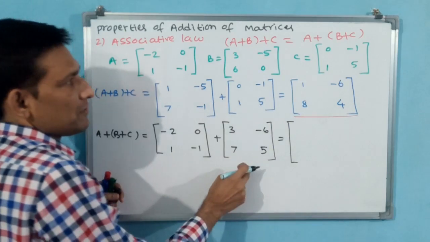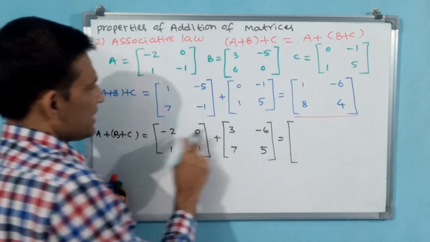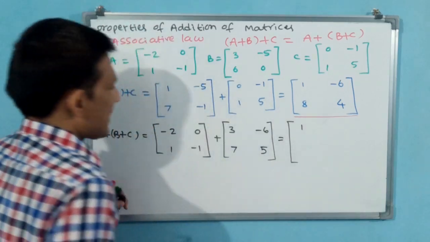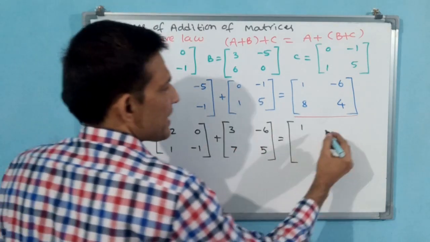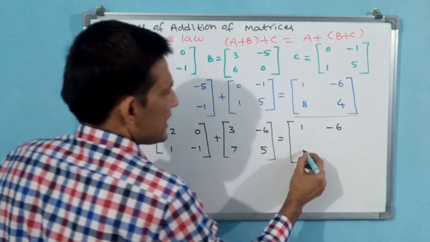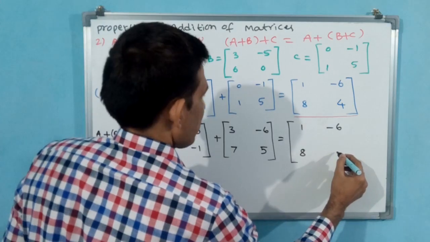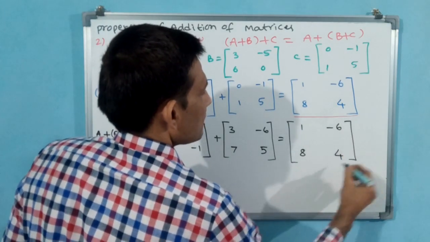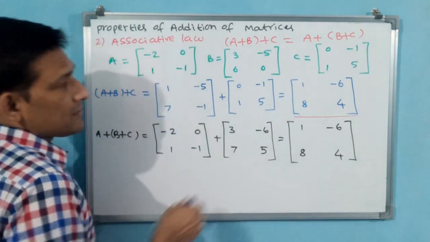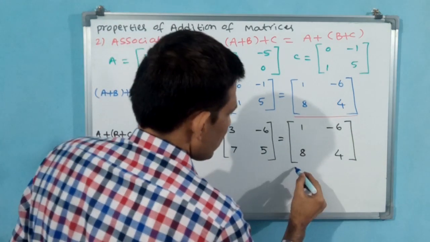Okay? Now this is B plus C. B plus C you have received here. Now A plus (B + C): minus 2 plus 3, 1. 0 plus minus 6, minus 6. 1 plus 7, 8. Minus 1 plus 5, 4. Okay. Are these same? You see 1, minus 6, 8, 4. 1, minus 6, 8, 4. Okay.